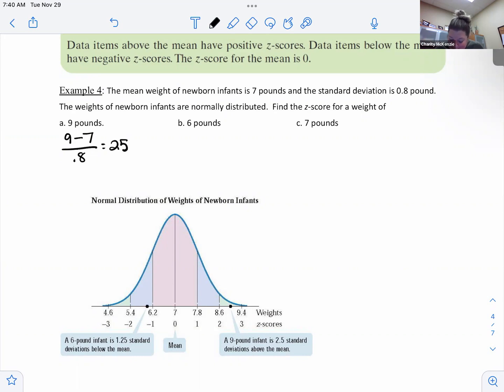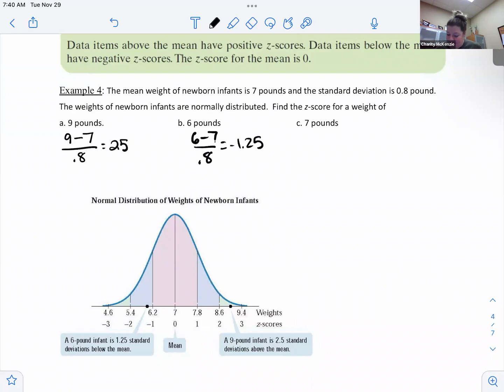Okay, let's do a little baby. 6 minus 7 divided by 0.8. So 6 pounds minus 7 divided by the 0.8, and I get negative 1.25. So that baby is in the negative, meaning it's below the mean by 1.25 standard deviations. So not considered significantly low because it's only 1.25 and you want to be lower than 2, but still pretty low. Okay, that's still not a big baby.